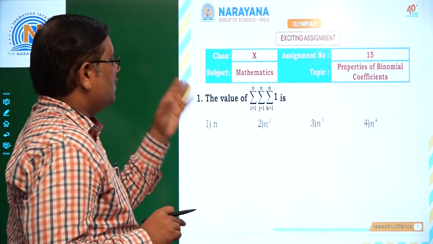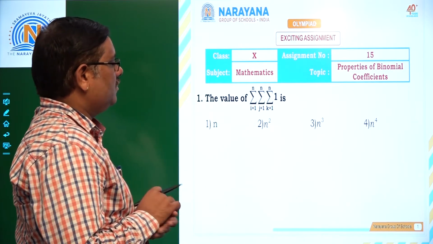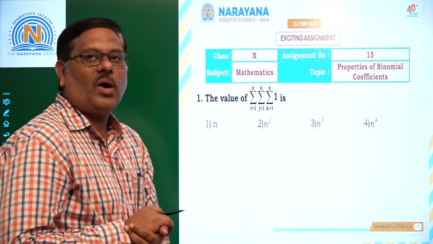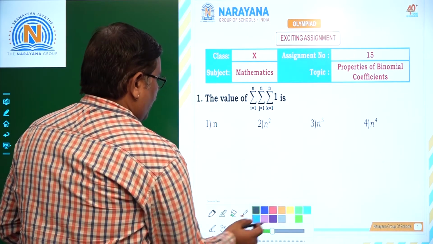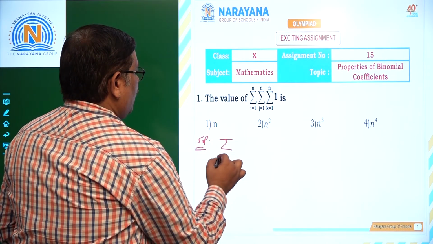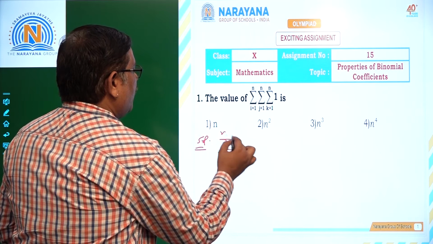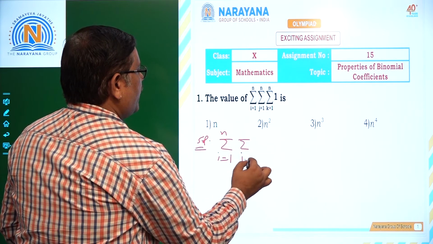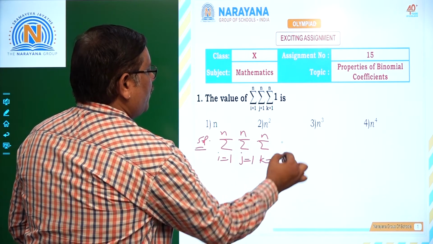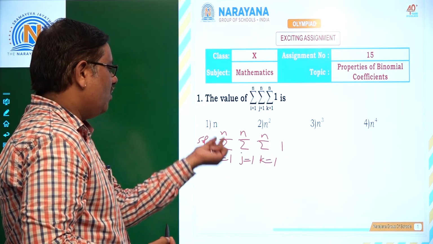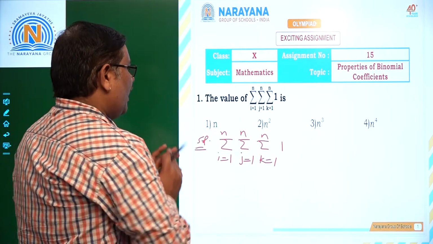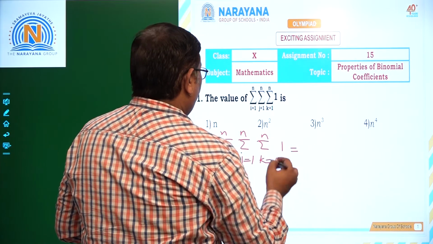The value of sigma i equals 1 to n, sigma j equals 1 to n, sigma k equals 1 to n of 1 is. Interesting question, but easy question. If you look at that, i from 1 to n, j from 1 to n, k from 1 to n, all are individual, all are independent. So how to solve it actually?